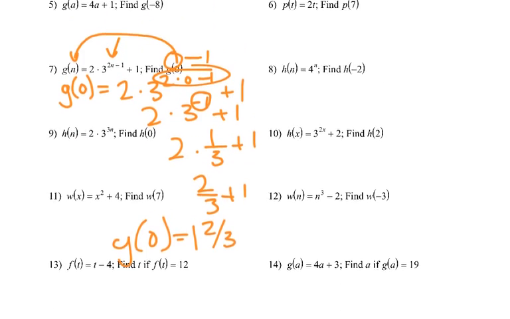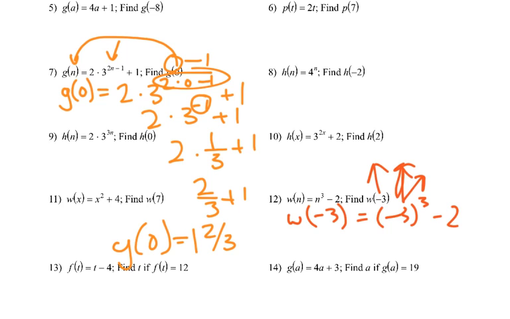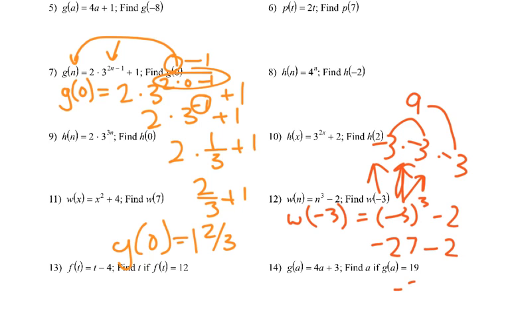Now, say it's something like this, where it's got an n cubed. We still plug it in the same exact way. So w of negative 3 equals negative 3 cubed minus 2. So negative 3 cubed would be negative 3 times negative 3 times negative 3. So negative times a negative is a positive. Positive times a negative is a negative. So negative 27 minus 2 would be negative 29. So w of negative 3 equals negative 29.